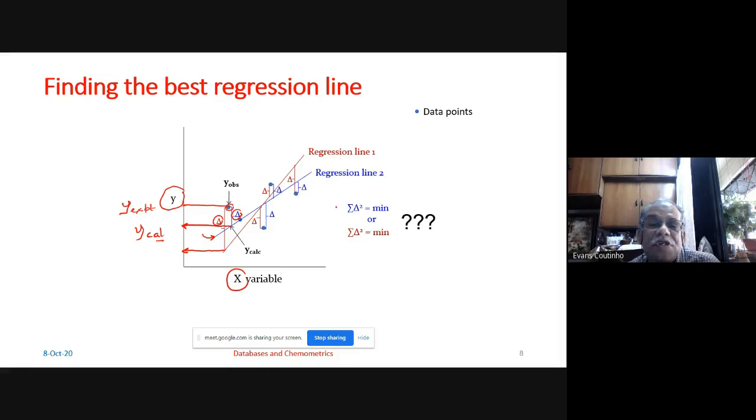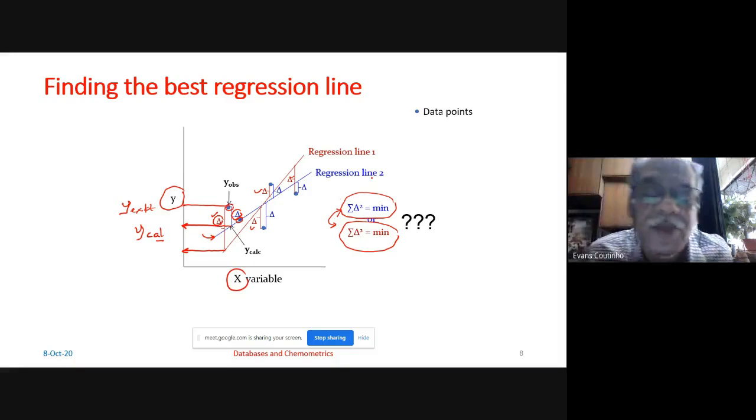The answer lies in this. If I sum up the squares of all of these errors, which gives me a smaller value? This square plus this square plus this square plus this square. There is no error for this point. Is it smaller than this square plus this square plus this square plus this square? Is it much smaller? The one which gives me a smaller error, the smaller square of the error, is the preferable regression line.